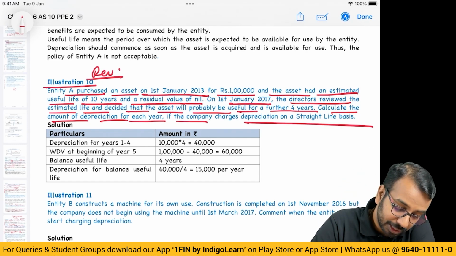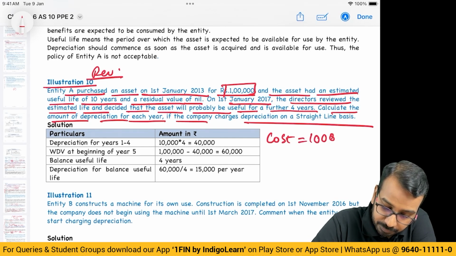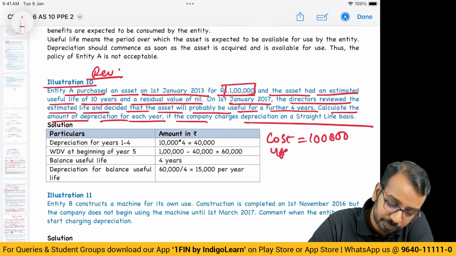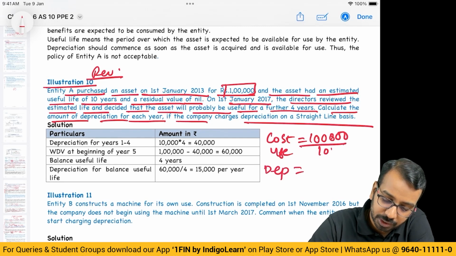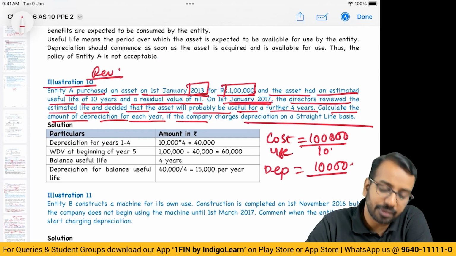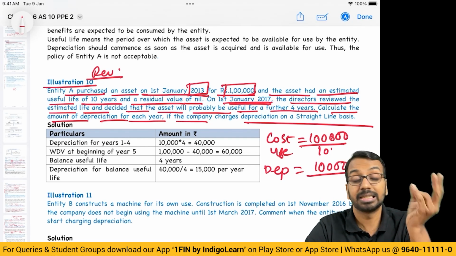Now, what does this mean? Purchased for 1 lakh. So, make a note, cost 1 lakh. Life of 10 years. So, depreciation per year is how much? 10,000. When did they buy? January 13. Now, what did they decide? In January 17 means 13 gone, 14, 15, 16. 17 has not yet started.